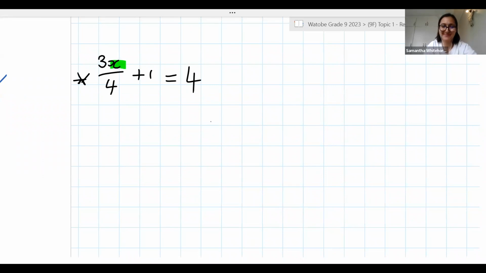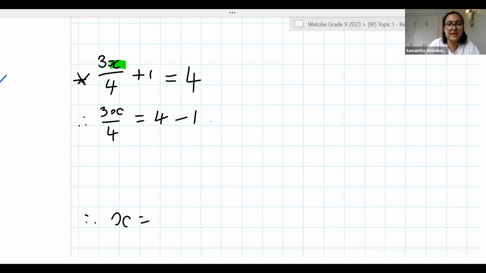There we go. I will say 3x divided by 4 plus 1 is equal to 4. I think we say 1 minus 1 is nothing, and x will be standing alone, and we'll say x is equal to 4. Okay, cool. So definitely agree with our x equals 4.